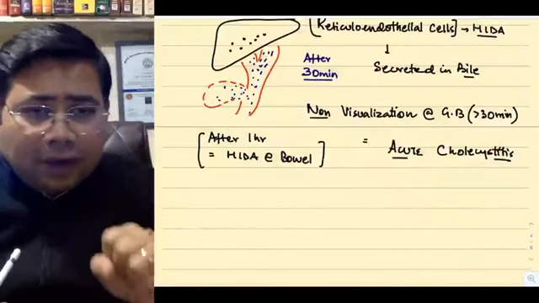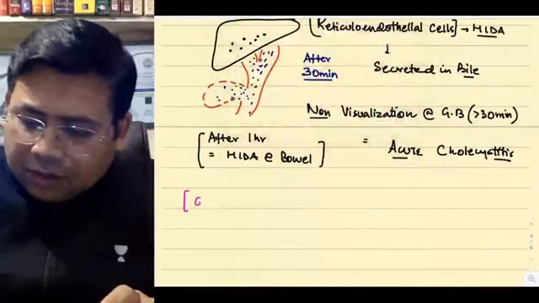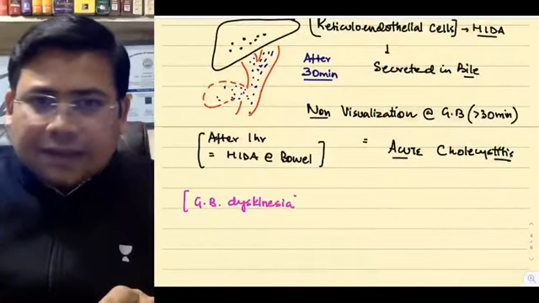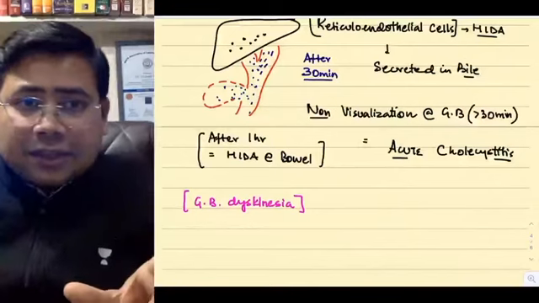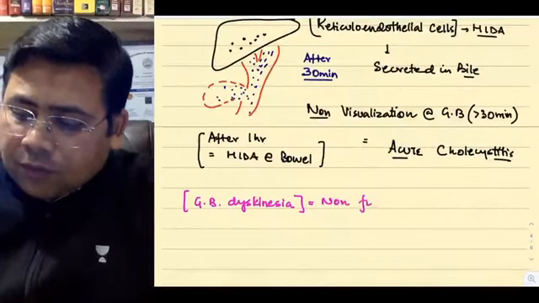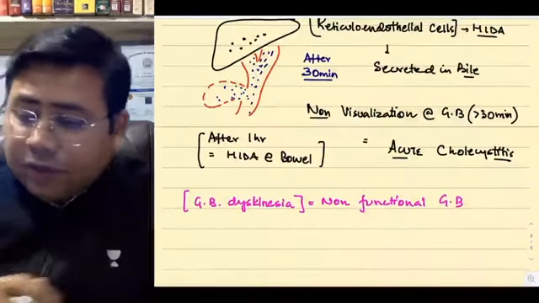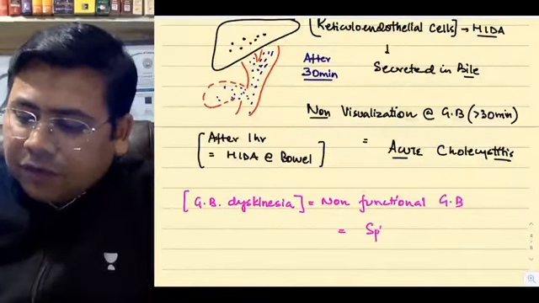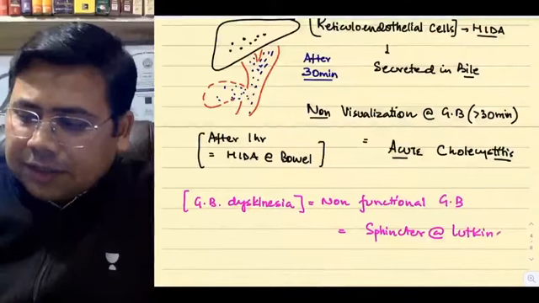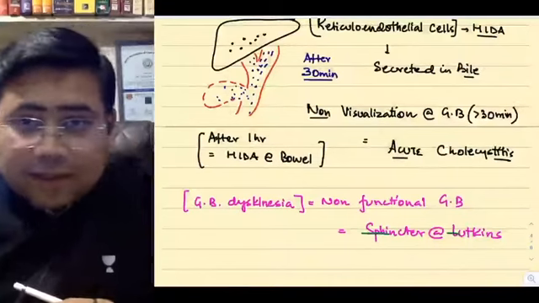Now, have you heard about a condition, gallbladder dyskinesia? What do you mean by gallbladder dyskinesia? What is dyskinesia? Non-functional gallbladder. And why non-functional gallbladder? Because of the defect at the level of sphincter of Lutkens. So if there is defect at this level, there is gallbladder dyskinesia.